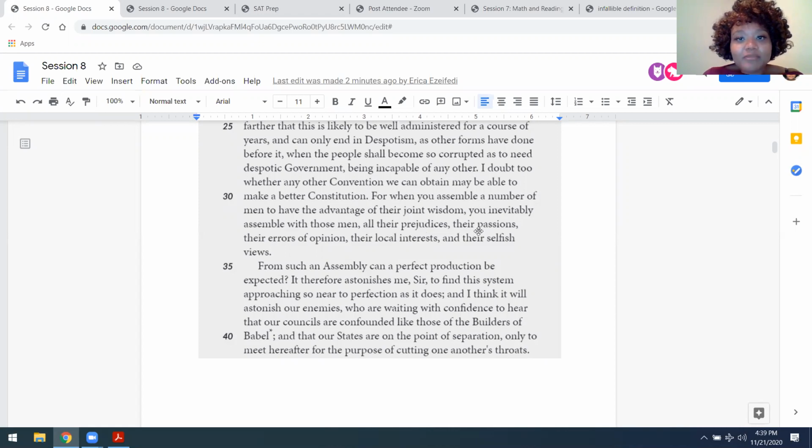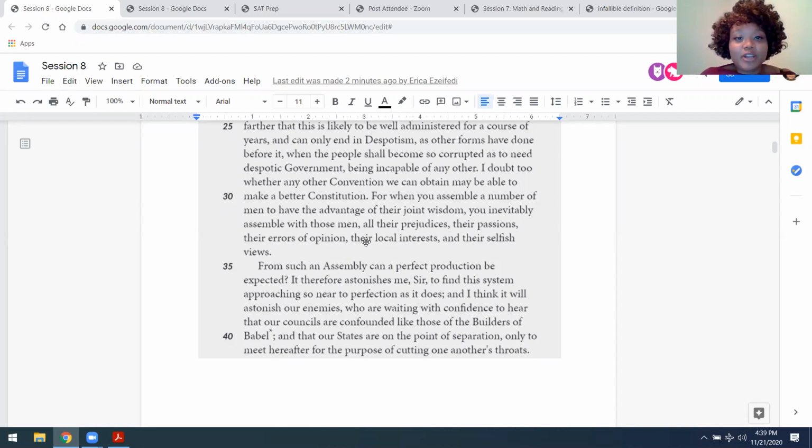Their passions, that could be neutral, it could be good or bad. So let's say that's neutral. Their errors of opinion, that's negative. Their local interests, well, we're trying to figure out what that means, so let's leave that alone for now. And their selfish views, that again is a negative thing. So most of these things he's listing that these men have are negative, and they're based on these men's own worldview that's particular to them.